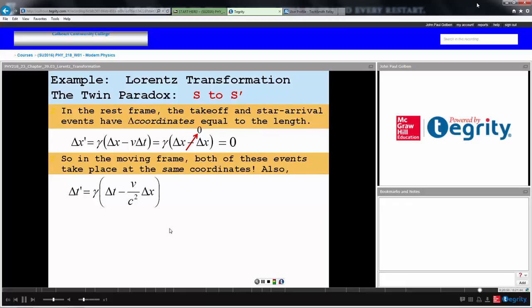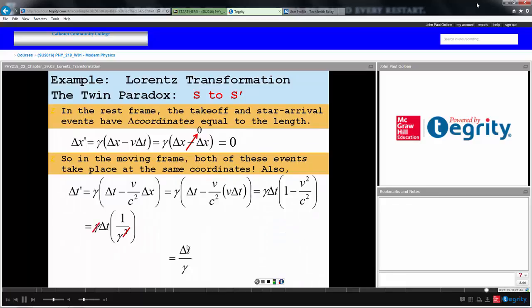What about our time? Well, we know that delta x is v times delta t. Factor out delta t. So we have gamma delta t times 1 minus v squared over c squared, but that's just going to be 1 over gamma squared. So we have gamma times 1 over gamma squared, which is going to be delta t divided by gamma. It works. That is the time dilation in reverse, going from the moving to the rest frame. This is as expected as well. So everything is fine and dandy using the Lorentz transformation equations.